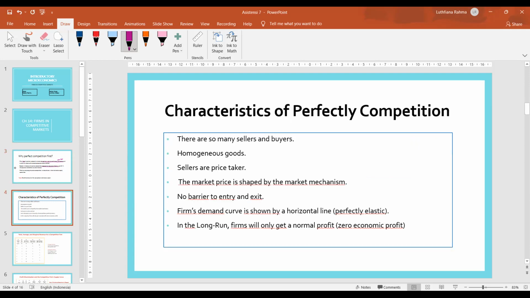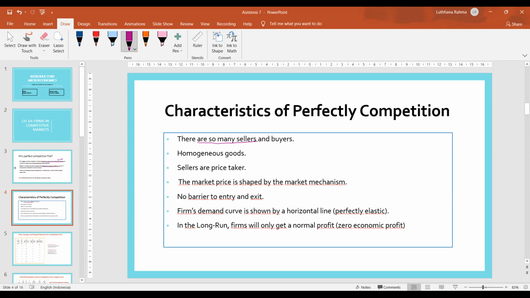Next, moving to the characteristics of perfectly competitive markets. The first is that there are so many sellers and buyers. I should underline this because in a perfectly competitive market there are so many sellers compared to other markets. The number of sellers is bigger than in any other market.